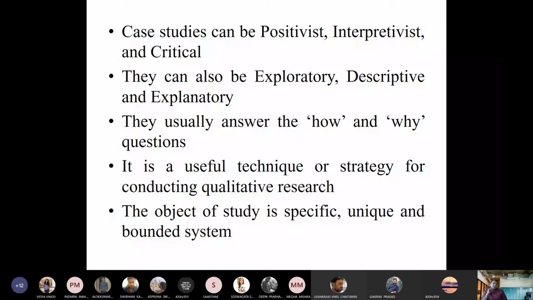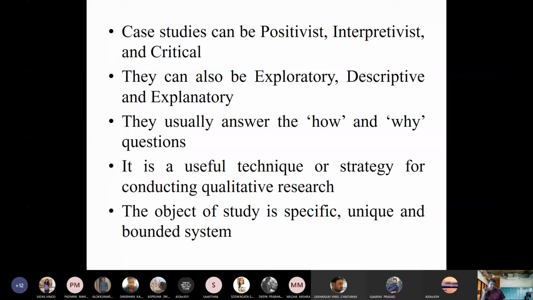Whatever research design we are using, either explorative, explanatory, or descriptive research design, based on the kind of research design I am following, I can use my case studies from a different angle, a different perspective. So they usually answer the how and why of the questions. What do case studies generally answer? They answer how things happen and why things happen. If something happens, my intention in the case study is why this thing happened and how it happened.